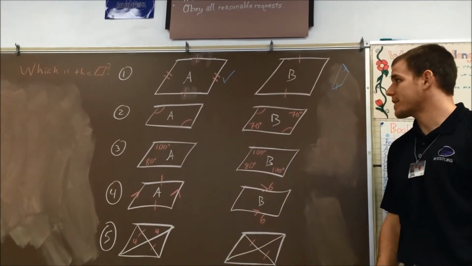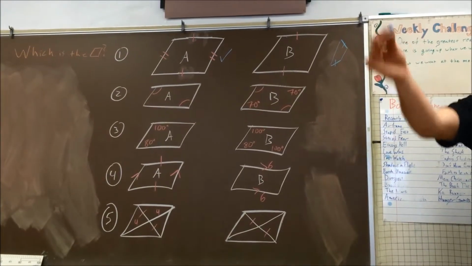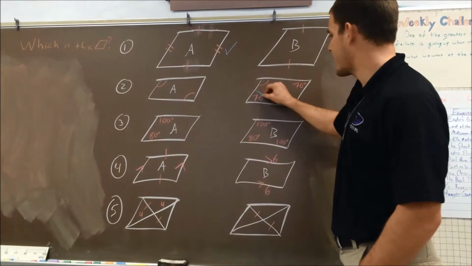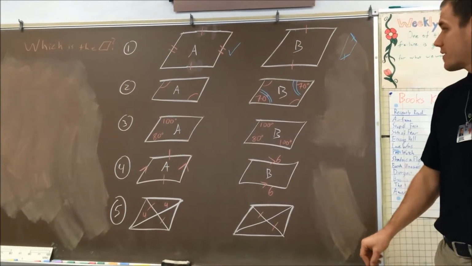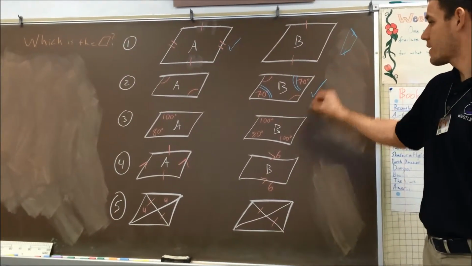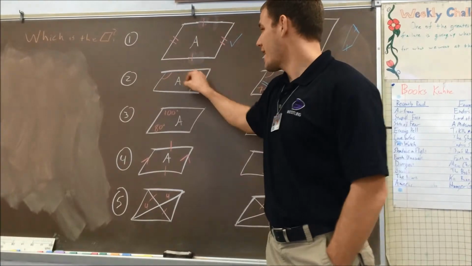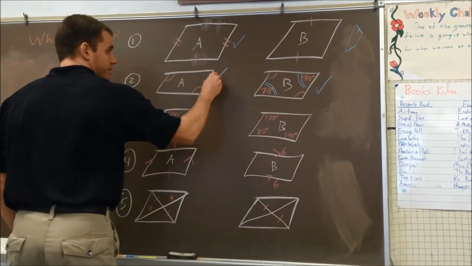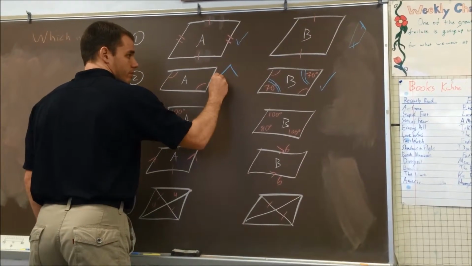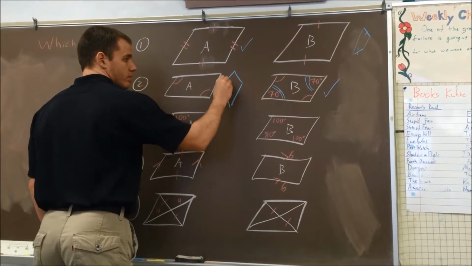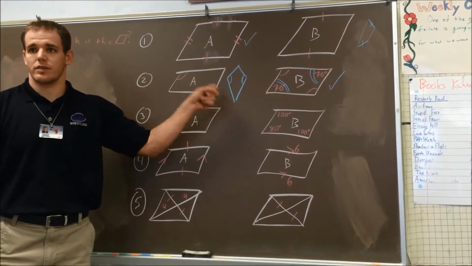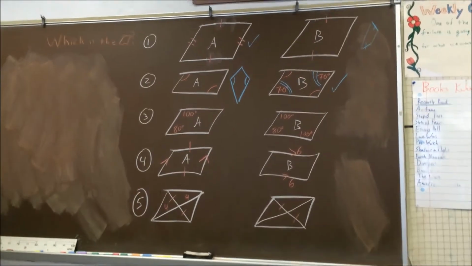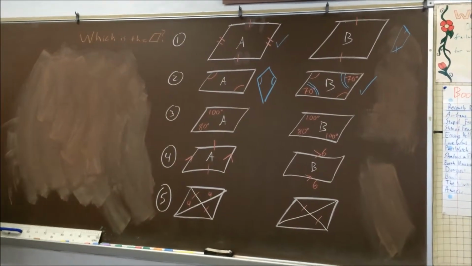Number 2, A or B. 1, 2, 3. B. Yes, because both pairs of opposite angles are congruent. This one could be a kite, where one pair of angles is congruent, but the top and bottom aren't. Right.